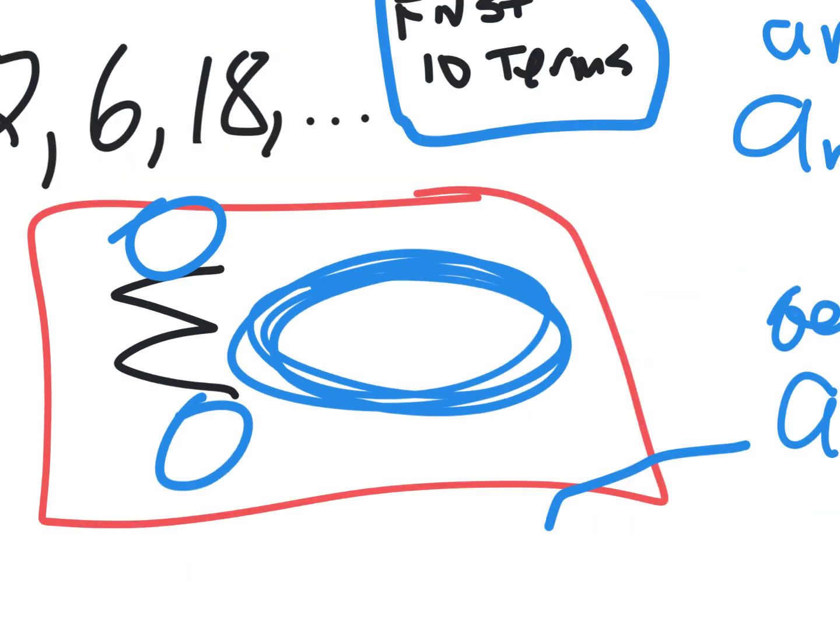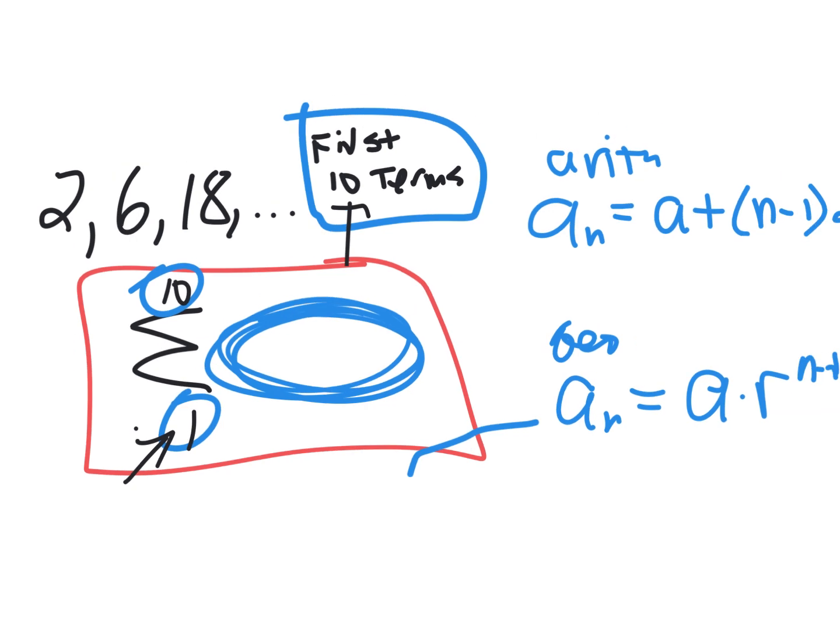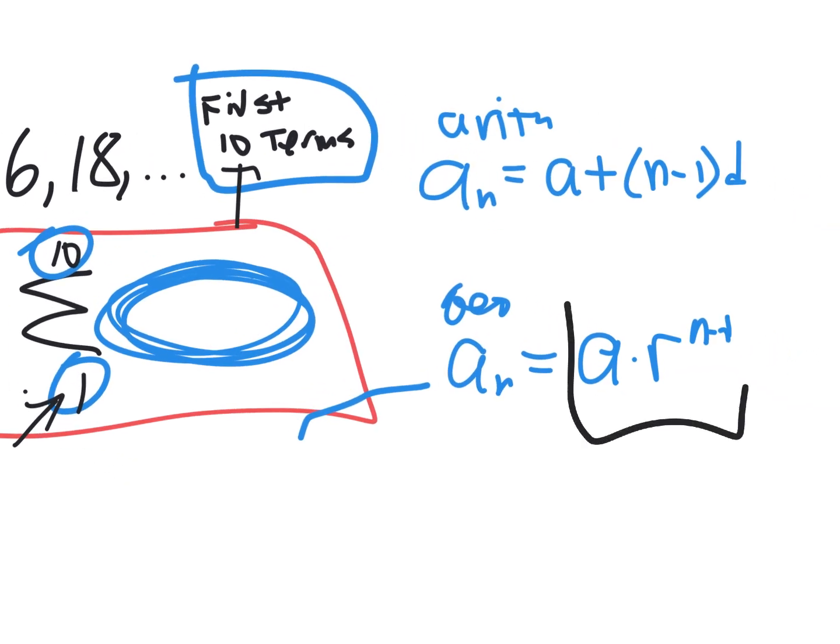Okay, so here's how I'd do it. I would take, and always put a 1 there. Just always. Always start with a 1 there. And if I want the first 10 terms, put the 10 here. Then I would take that term finder, and since this one is a geometric, that's this, and I put that right here. A times r to the n minus 1.